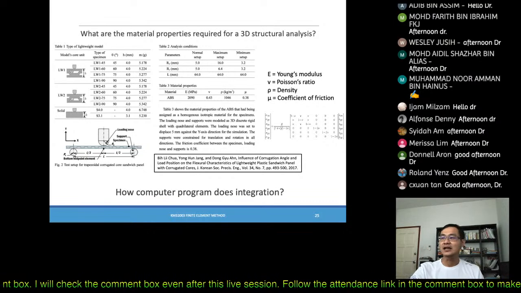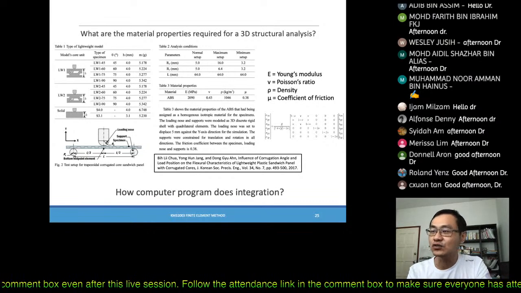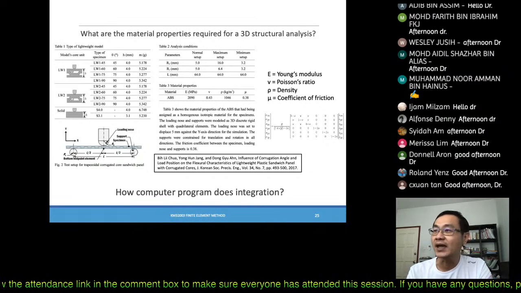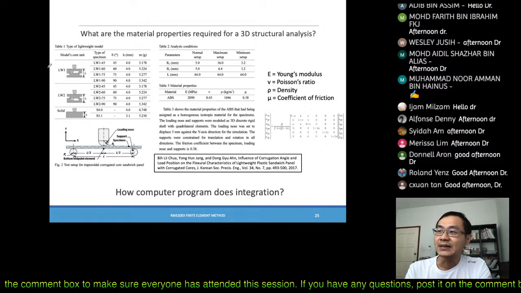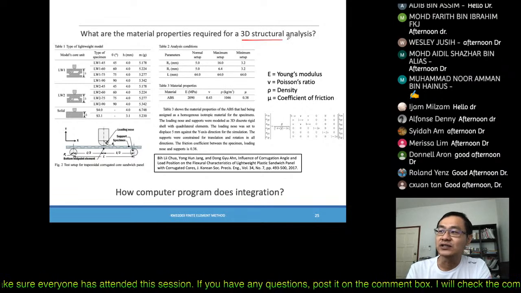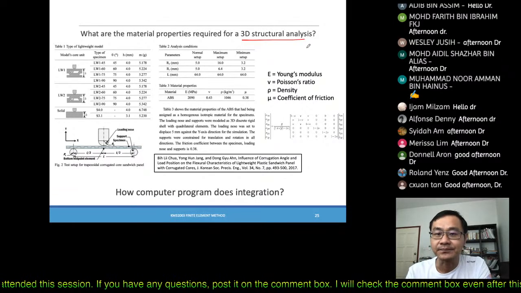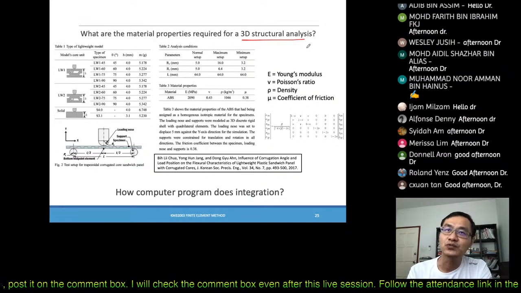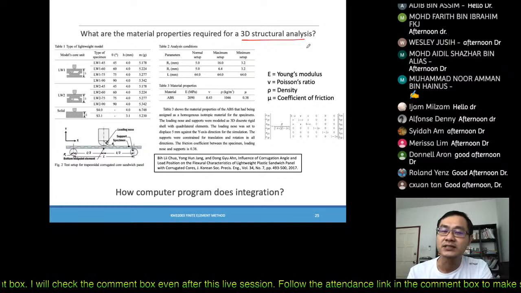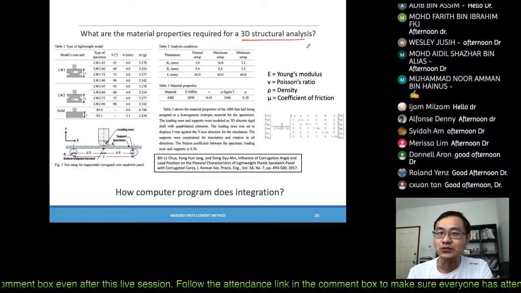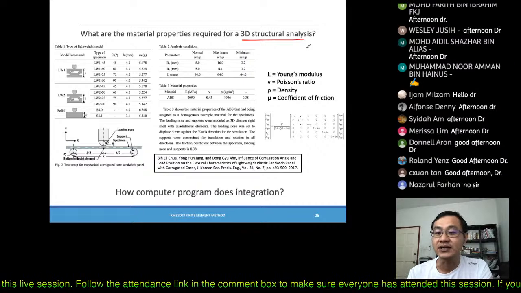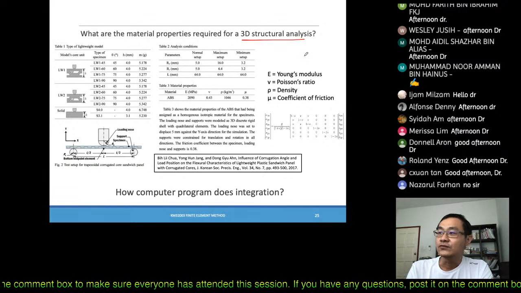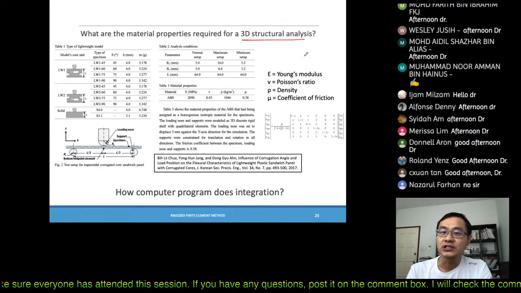But now I will just ask you two questions, just to make you aware. What are the material properties required for a three-dimensional structural analysis? Remember previously for a two-dimensional and one-dimensional analysis, we would want the user to insert the area as well as the Young modulus, right? So what do we need for a three-dimensional structural analysis?